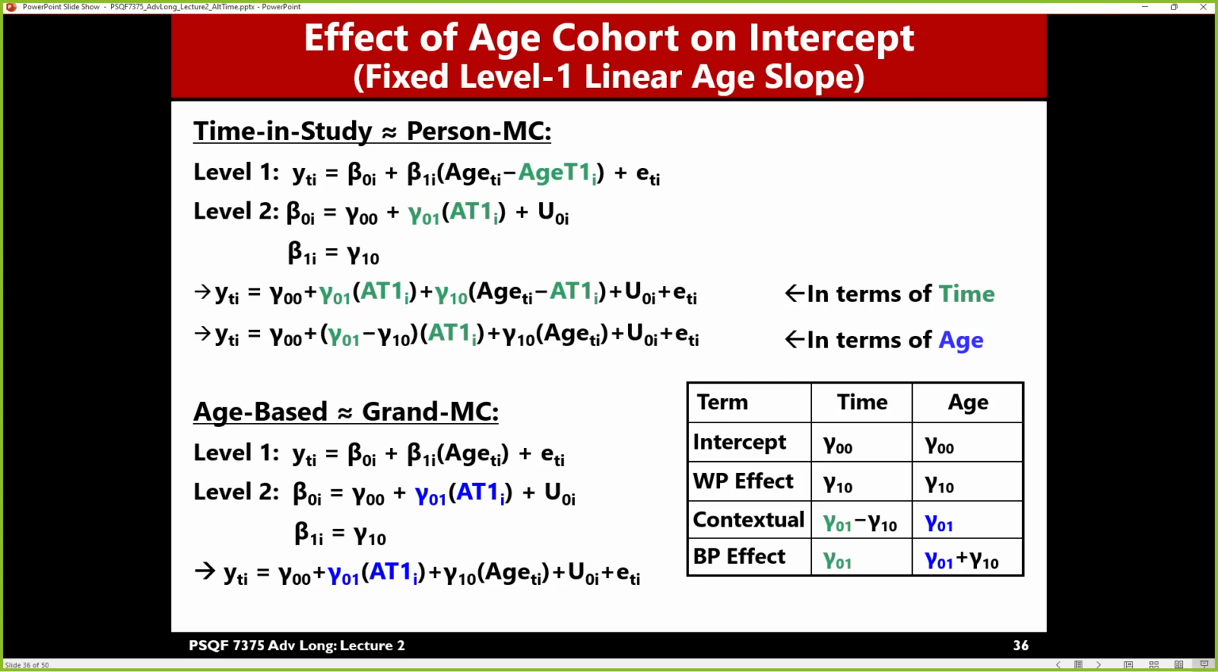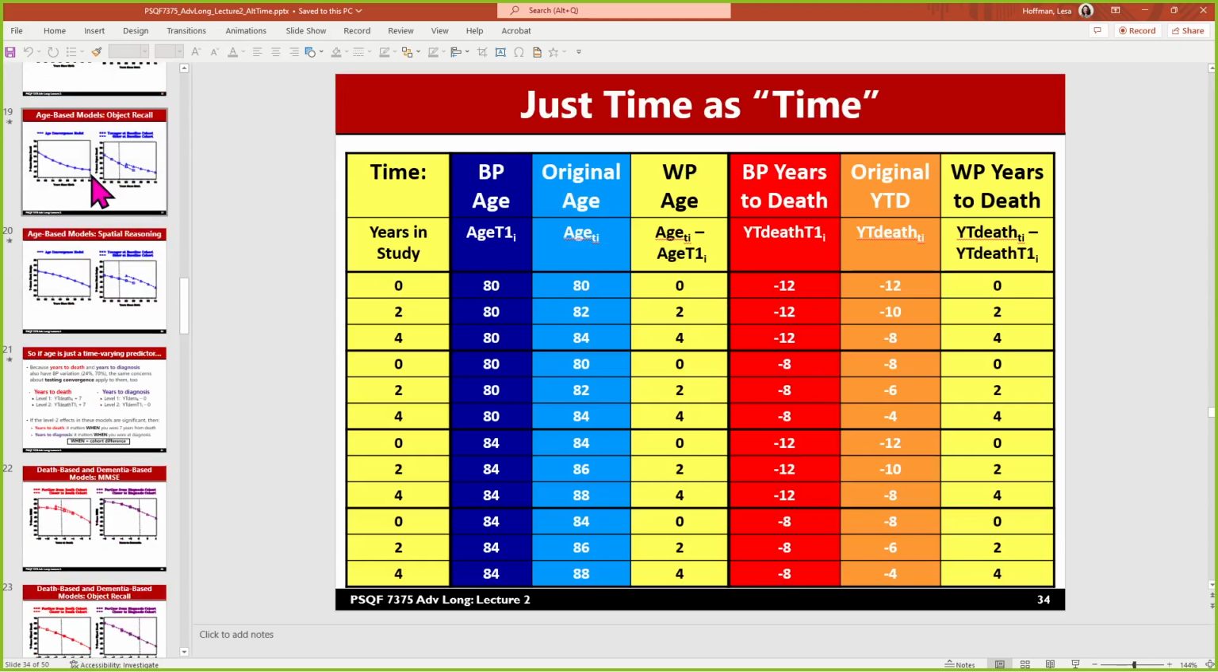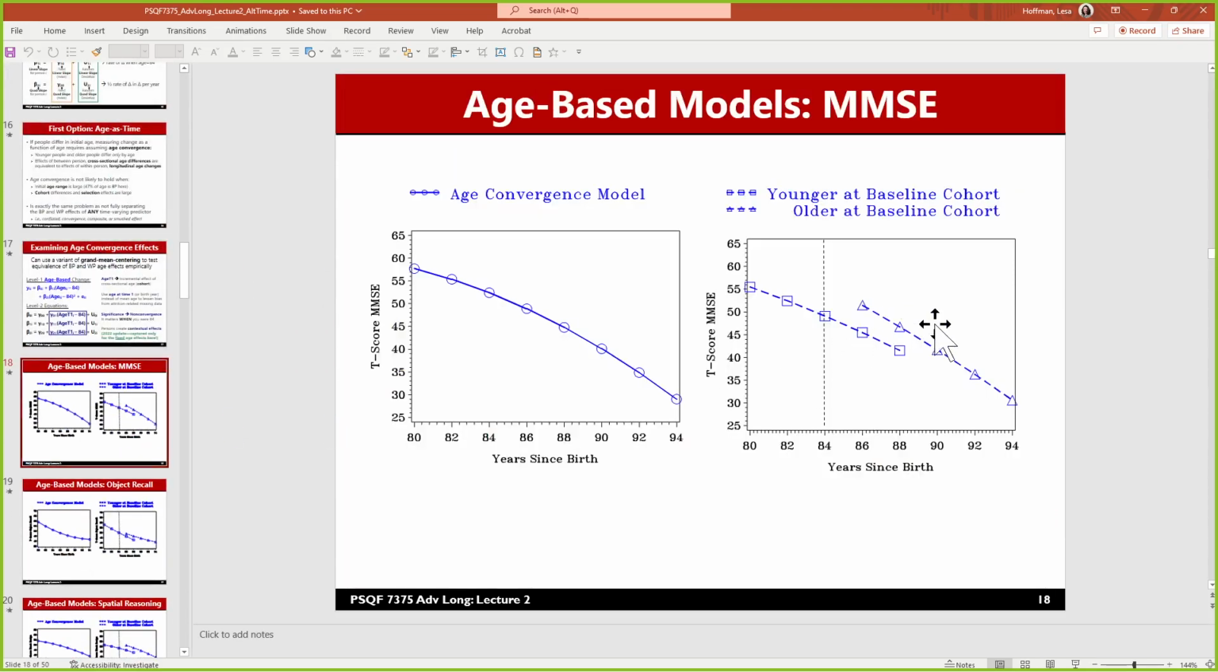If baseline age matters, then not everybody's aligned, and you have these gaps in the trajectories, like in this picture. This is a picture of age non-convergence, or when a smushed effect is not cool, and it matters when you join the study. Not everybody's on the same trajectory.